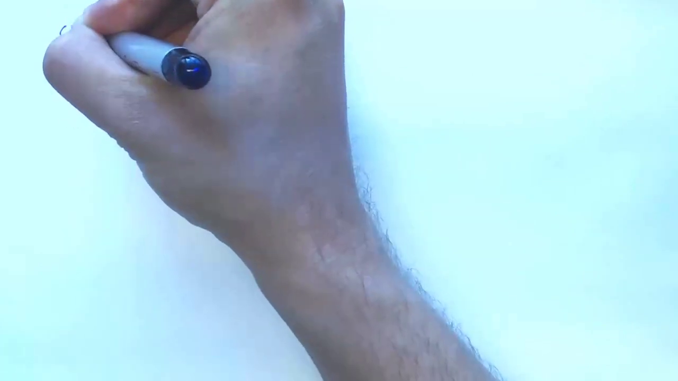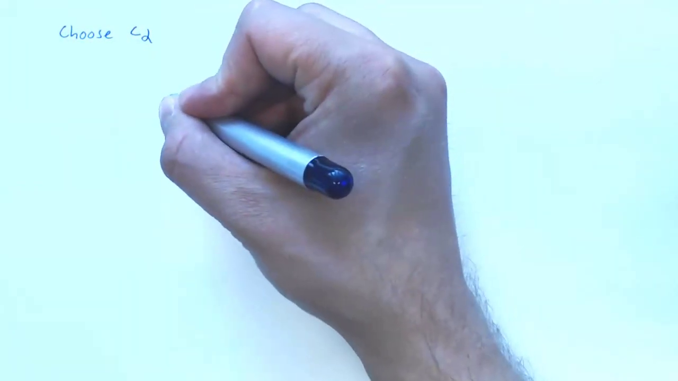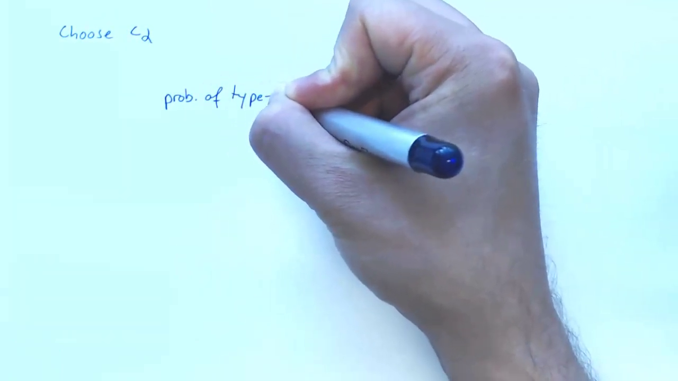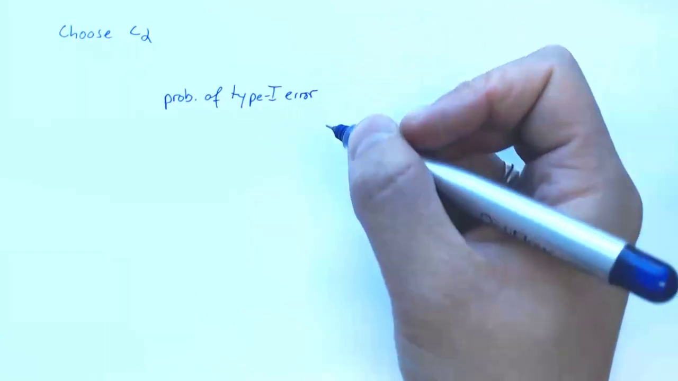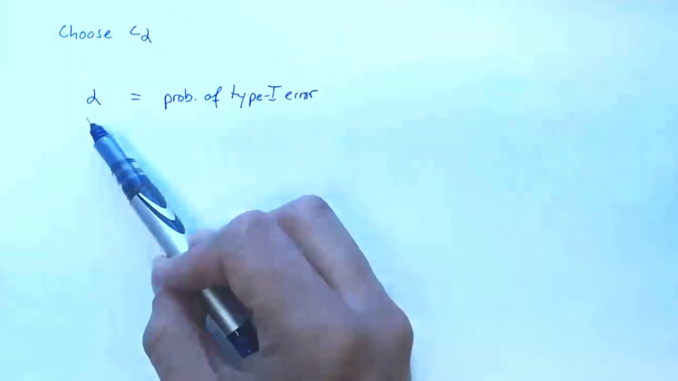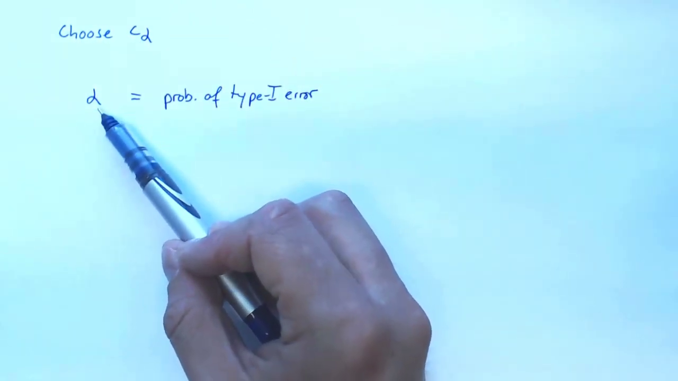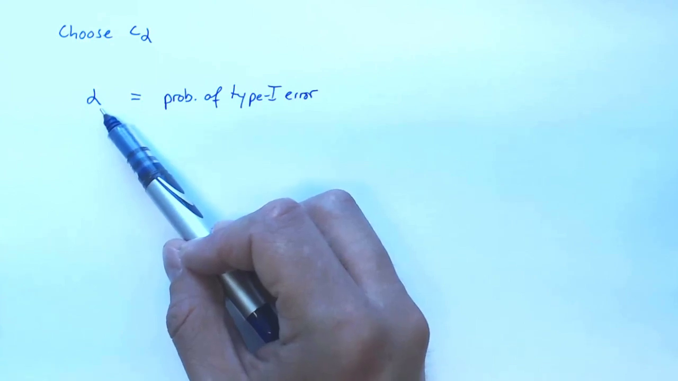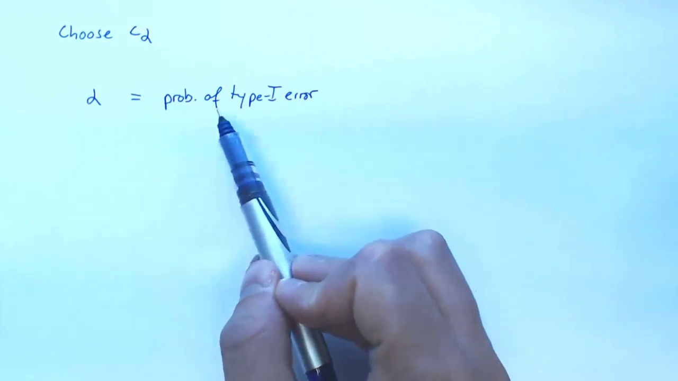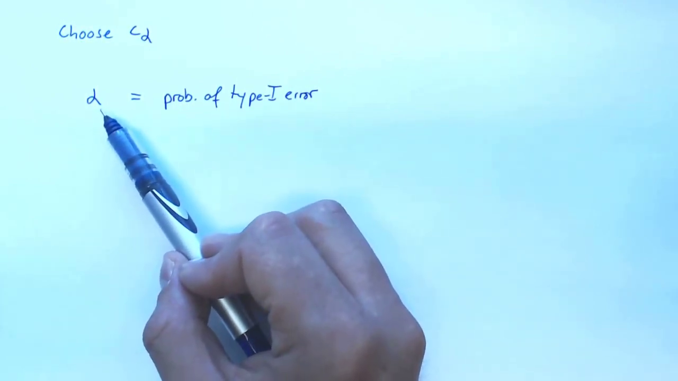So now let's look into choosing C alpha. C alpha is chosen such that the probability of type 1 error is small, let's say equal to alpha, where alpha is some small probability that is specified by the researcher who applies the test. So the researcher would say, I want the test to guarantee that the probability of type 1 error is at most alpha equal 5%, for example.